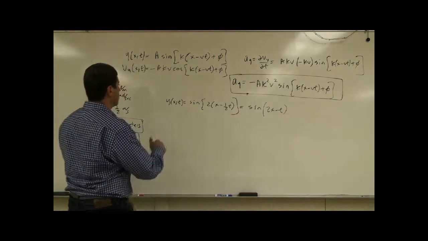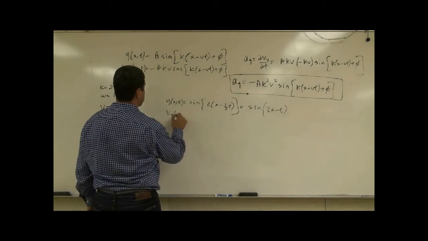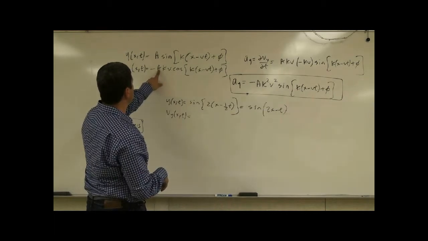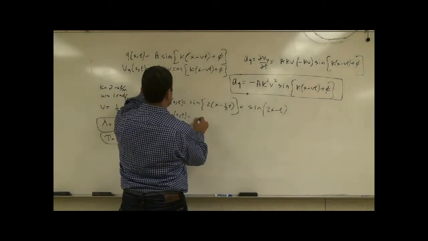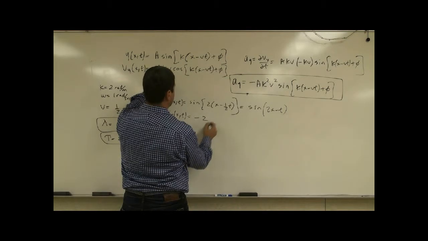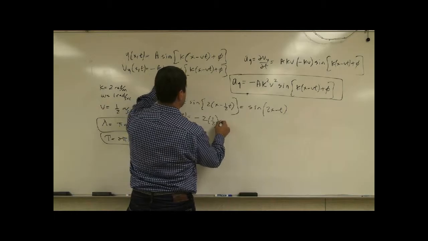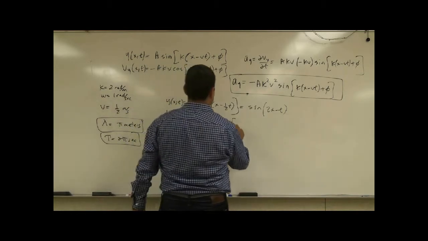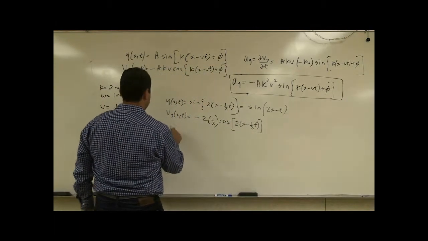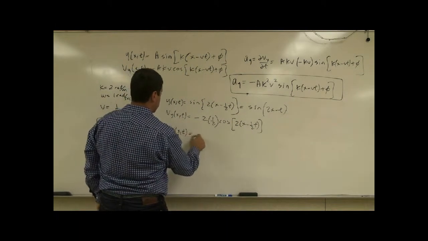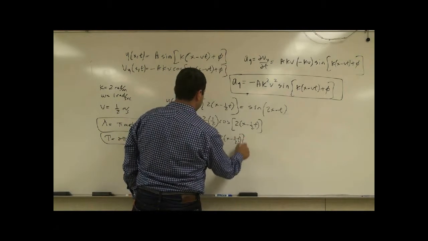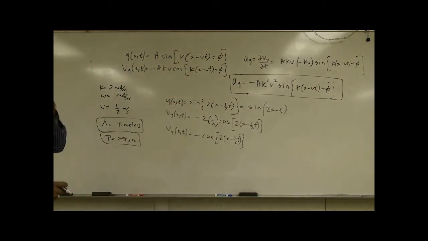Okay? Then the Vy of x,t is the derivative of this, right? Negative A k v. Well, A is 1, so negative 1, and then k is equal to what? 2, right? And then v is equal to 1/2. Cosine, then you're going to have here 2x minus 1/2 t. So the general equation for V sub y is negative cosine of 2x minus 1/2 t. Okay?